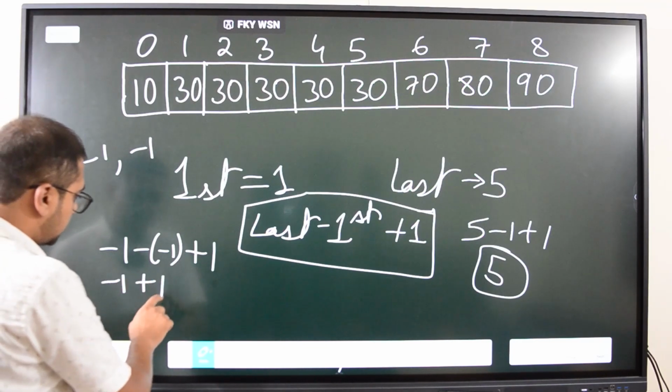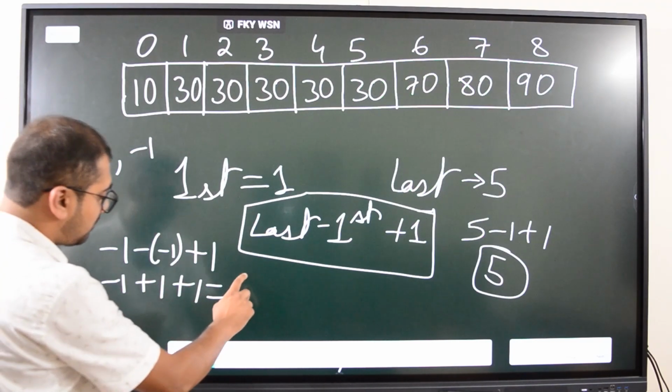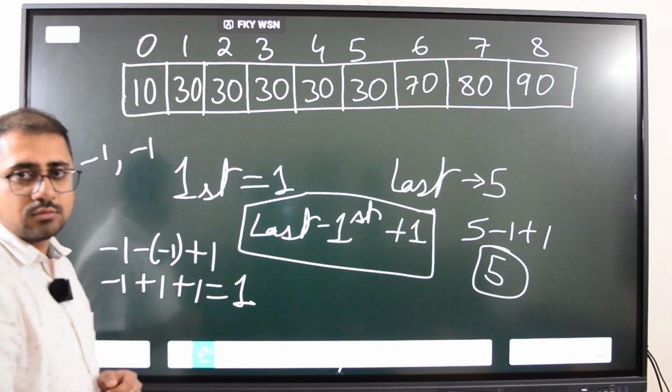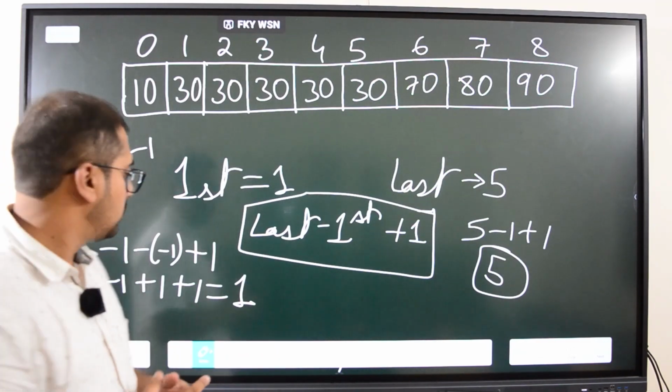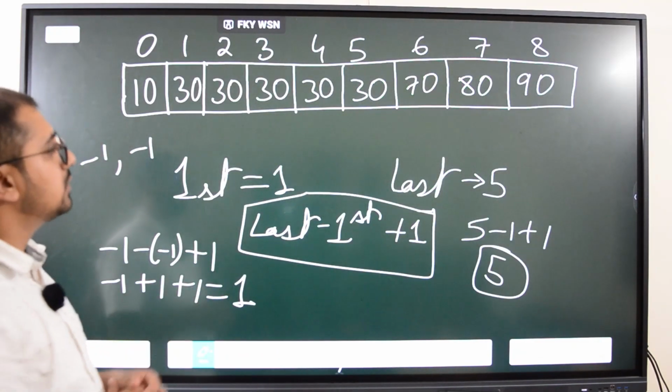Minus 1 plus 1 plus 1, I will be getting the value here as 1. So is it the total number of occurrences? No, in that case it will not. It is giving me a wrong result.